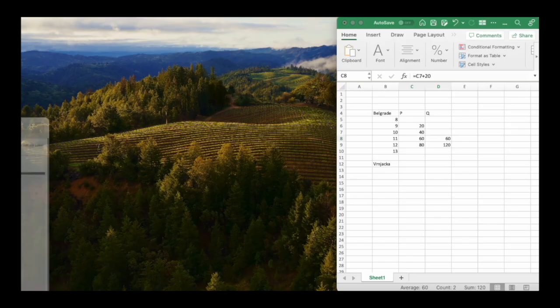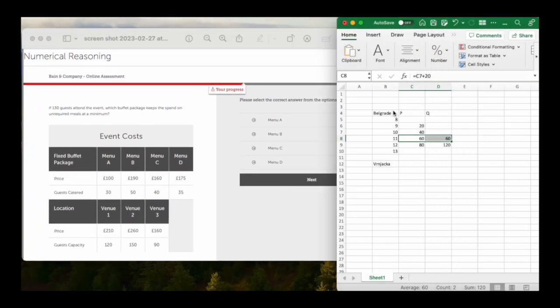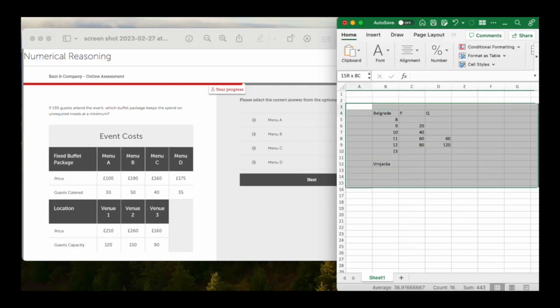And one last question. There's also a bit more information to work with here, as there are two tables. Once you've read it, you'll know that you need to work out what the minimum cost is out of the 4 menus for 130 guests. So let's set up our table by replicating it in Excel.